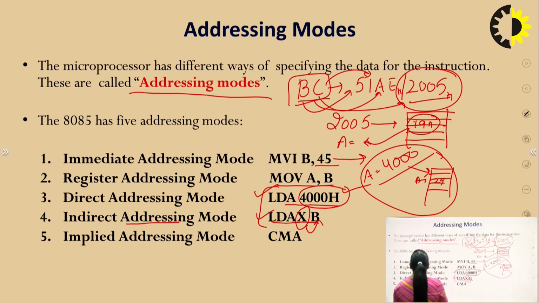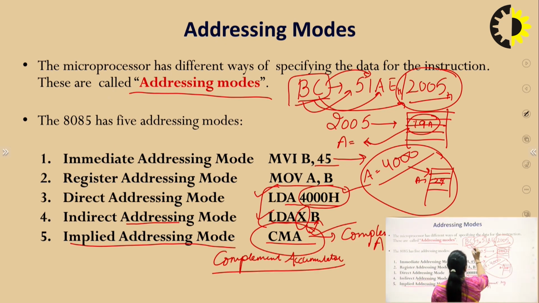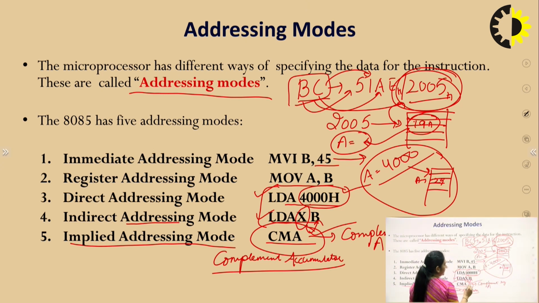And the last one is the implied addressing mode. In this addressing mode, there are no operands. So the registers B and C will be having these contents, and this 8-bit data will load the accumulator, and these two registers will have the memory location for the accumulator. Next is our implied addressing mode.